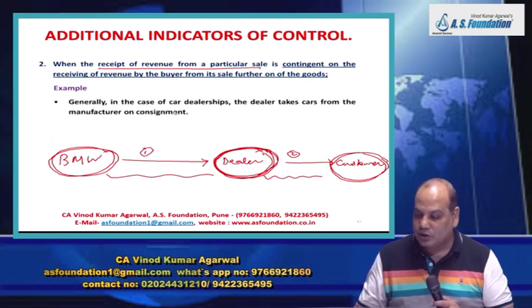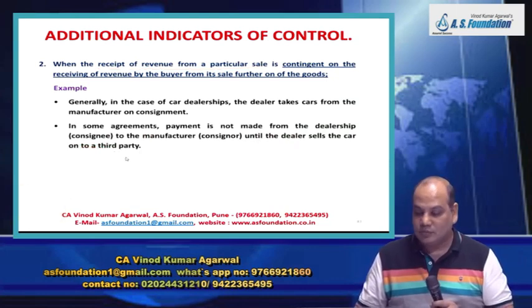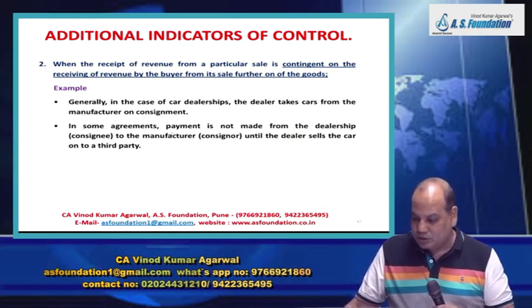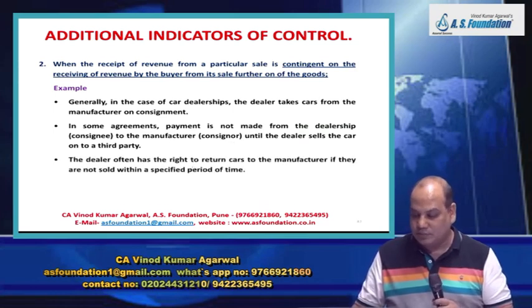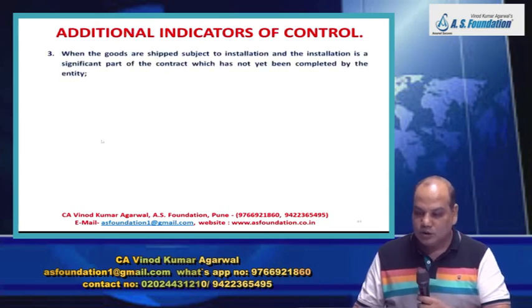Generally in the case of car dealership, the dealer takes cars from the manufacturer on consignment. So this is like a consignment sale. This is like sale to an agent. And as we have discussed and will again discuss, in some agreements payment is not made from the dealership to the manufacturer until the dealer sells the car onto a third party. The dealer often has the right to return the cars to the manufacturer if they are not sold within a specific period of time. And this is again a very usual example.